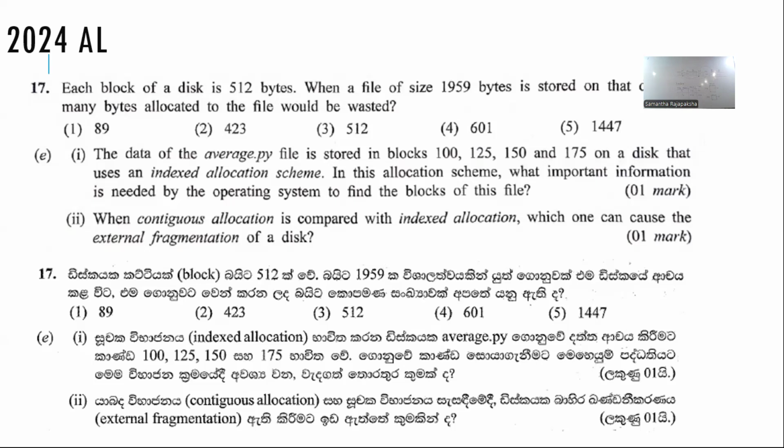Now let's see. I think these cases are not difficult. Easy question. Now, the first one says that each block of the disk is 512 bytes. That means block size is 512 bytes. When the file size is 1959 bytes, to store the file, how much allocated space would be wasted? That means 512. So to cover 1959, you have to allocate 4 blocks.